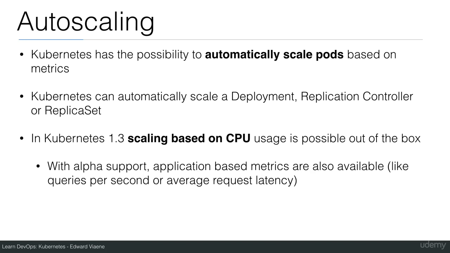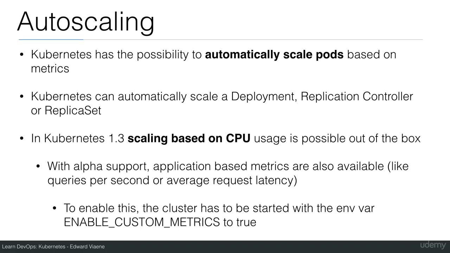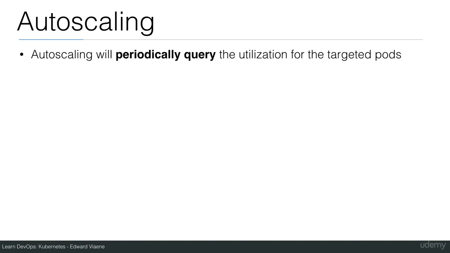With alpha support, application-based metrics are also available, like queries per second or average request latency. You need to make some modification to enable this. The cluster has to be started with the environment variable enable custom metrics set to true. This is probably going to change in the future because this is still in the alpha stage and they are going to make some improvements.